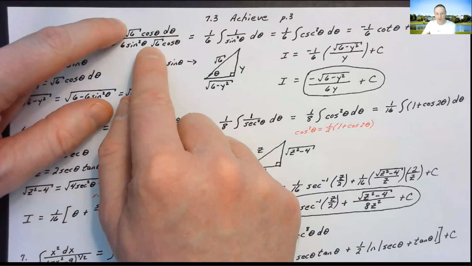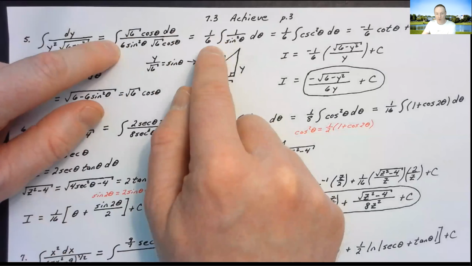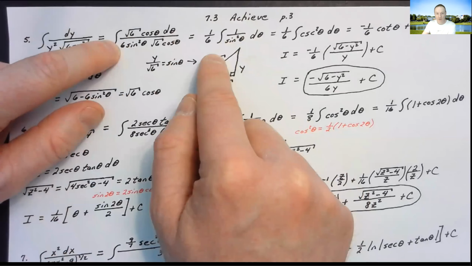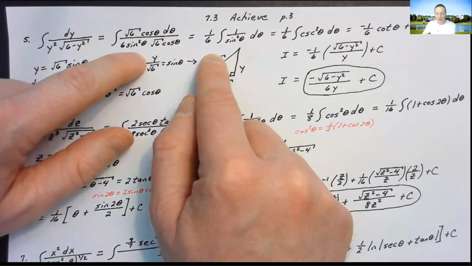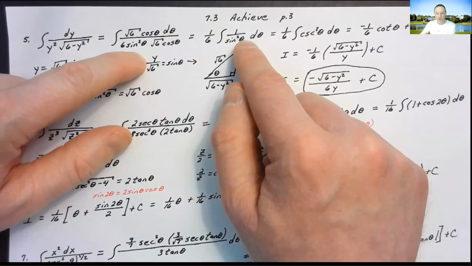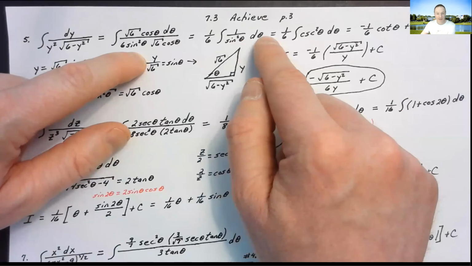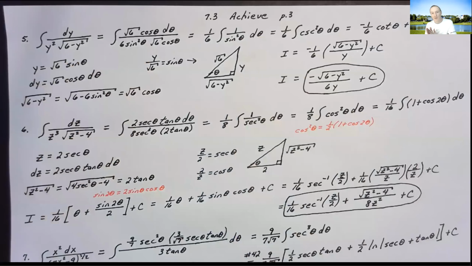Now, I know that this root of 6 and this root of 6 in the numerator will cancel. You'll be able to factor out a 1 over 6 in front of the integral. And then inside the integral, you're going to be left with 1 over sine squared theta d theta. Everything else canceled. Then you can say, well, 1 over sine squared, that's the same thing as cosecant squared.